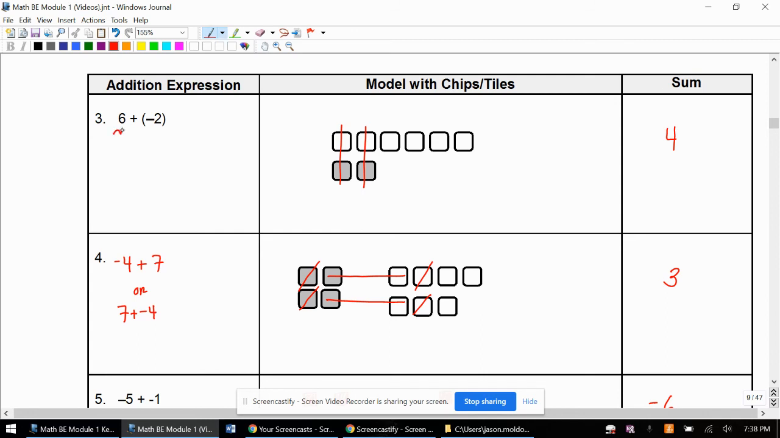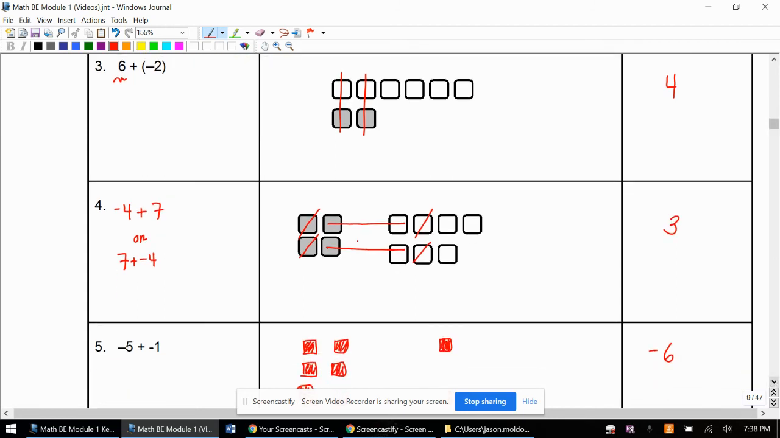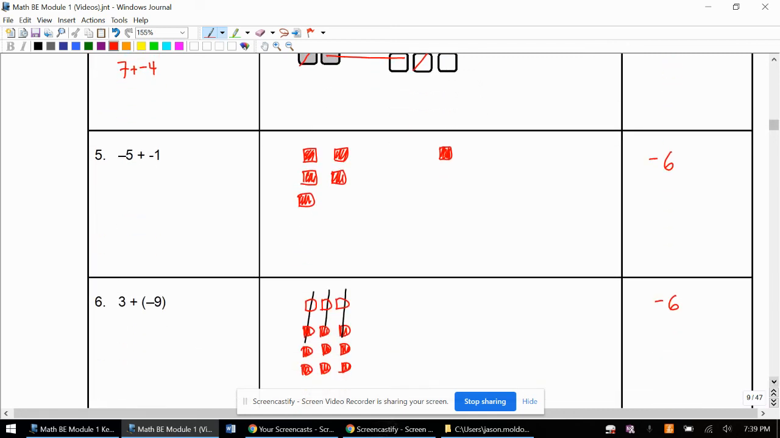In 6, won out because it was more dominant or more powerful, right? There was more of those. We also had tiles die off on number 4, and 7 was more dominant. So it came out to be positive. It's like a battle royale. The positives were left. When we had two negatives, it stayed negative because there weren't any zero pairs.